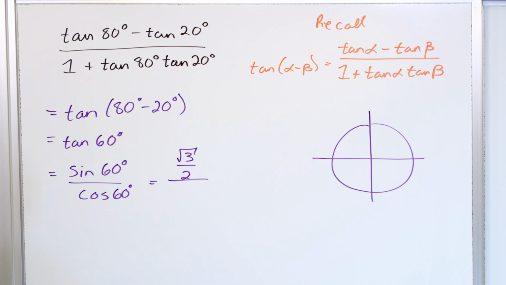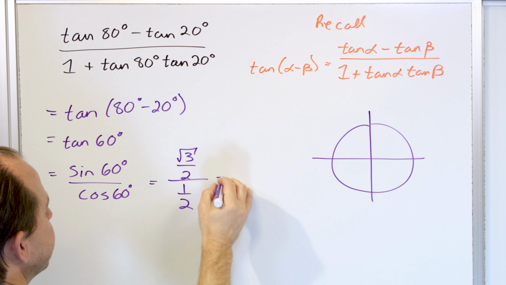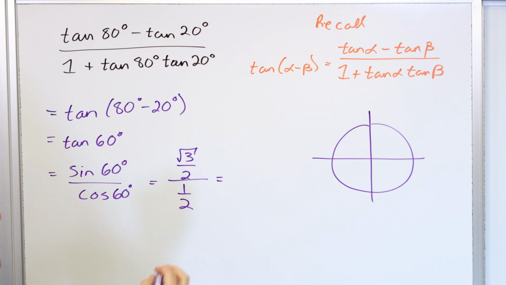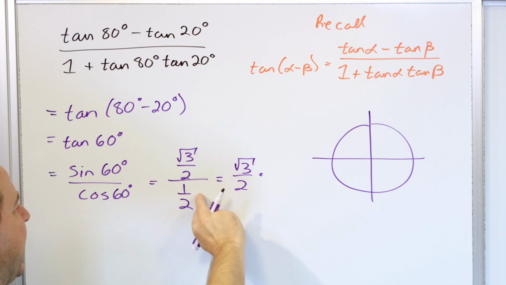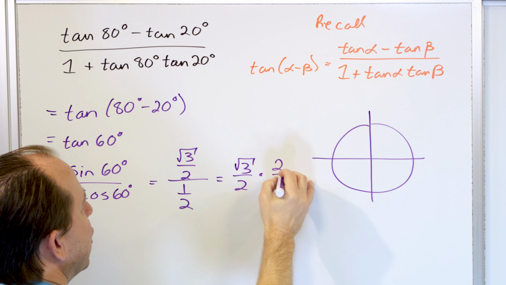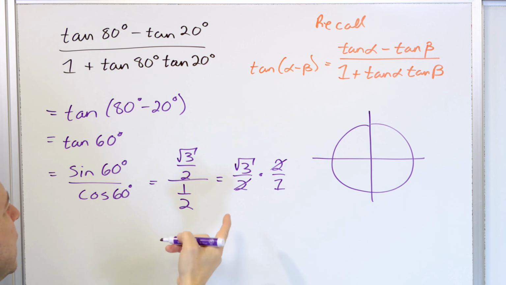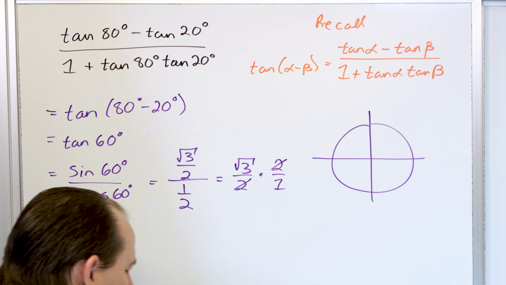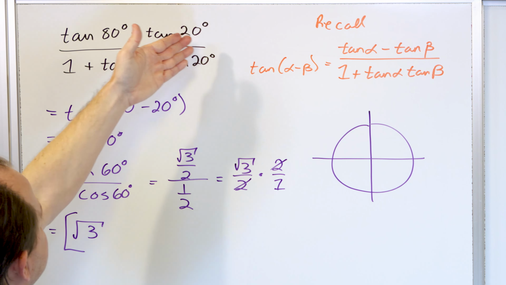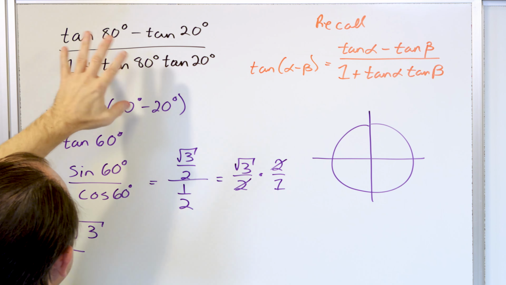All right, and the cosine of 60 we all know then is 1/2. We learned this in basic trig. This is the division of two fractions, so square root of 3 over 2. Change this to a multiplication, flip and multiply to be 2 over 1, and then the 2's will cancel, and then you have square root of 3 over 1, which is the square root of 3, and this is the final answer.